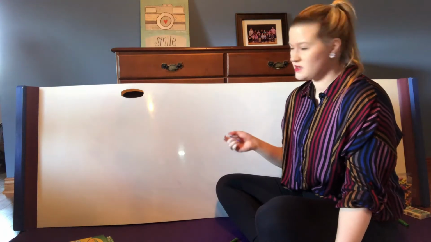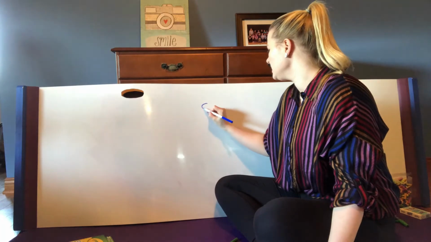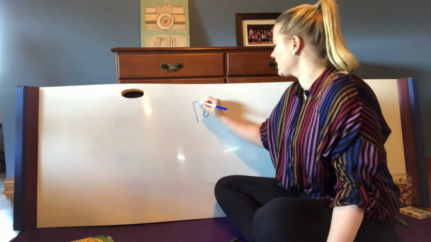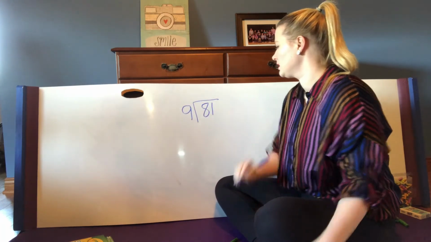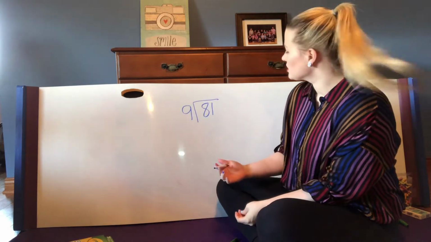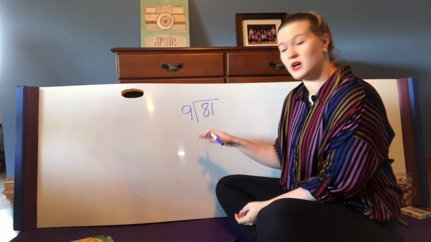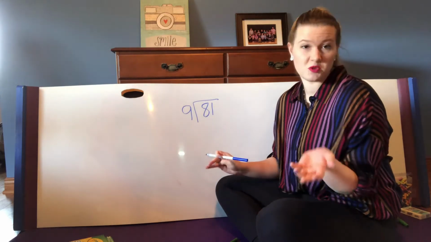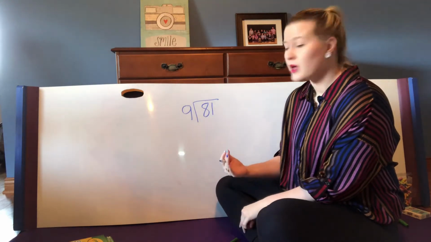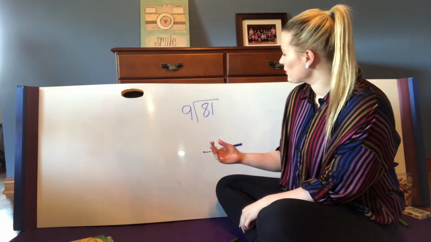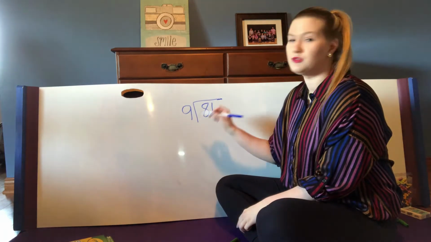Okay, so this time we're going to try 81 divided by 9. If right off the bat you don't know how many groups of 9 you need to get to 81, which you may already know, but if you don't, you're going to try and come up with something you think might be close using groups of 9.